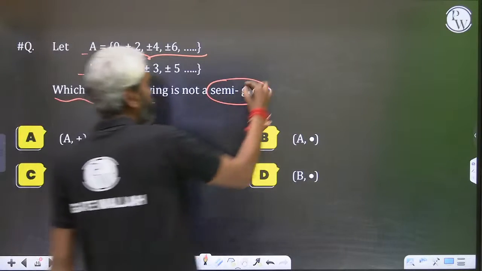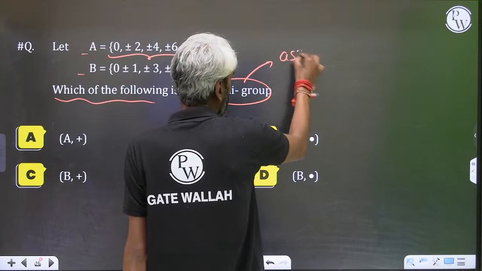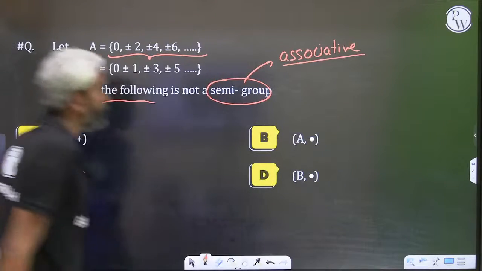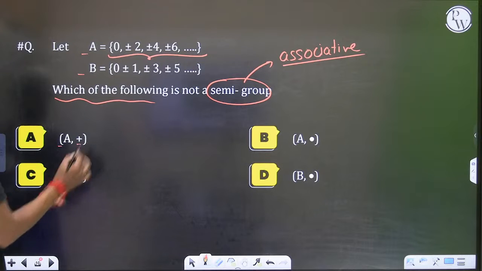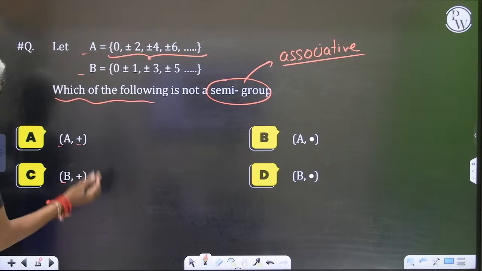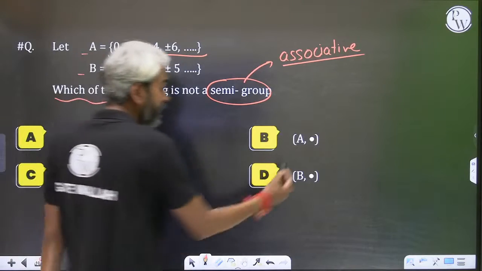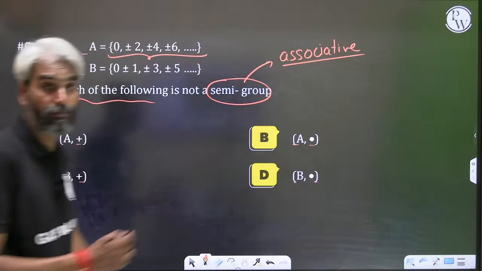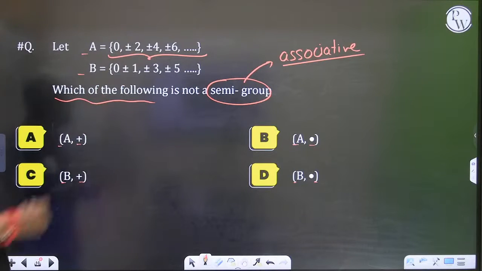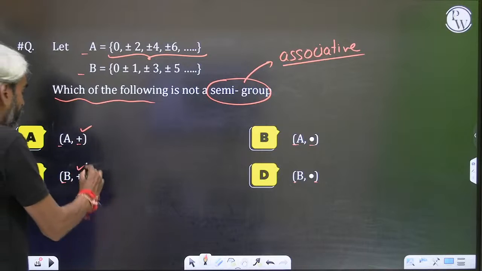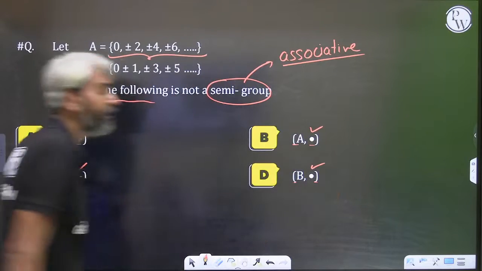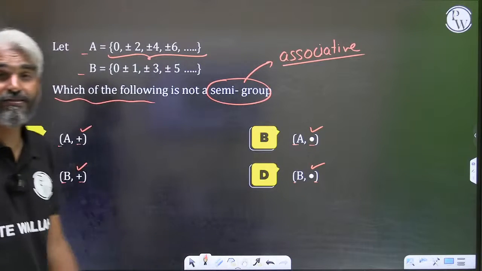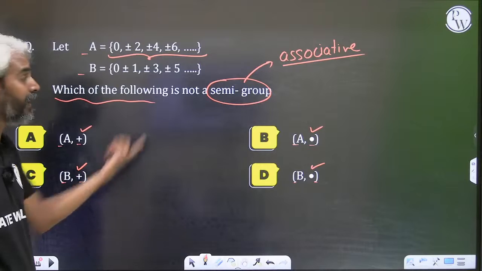So when you think of semigroup, you will think of associativity. But please try to understand. Here they are asking whether set A with respect to addition is a semigroup or not, set B with respect to addition, set A with respect to multiplication, and set B with respect to multiplication. Now we know all of them are real numbers, and addition and multiplication are associative. So does it mean that all these four sets along with the operation are semigroups?